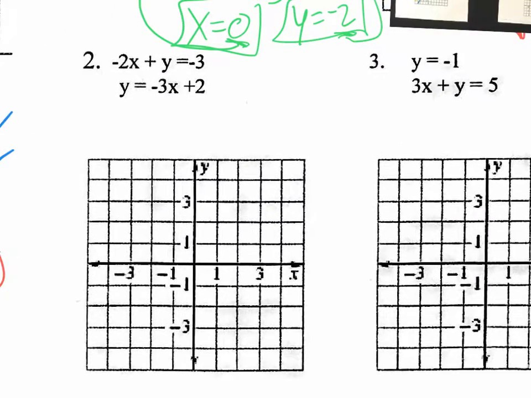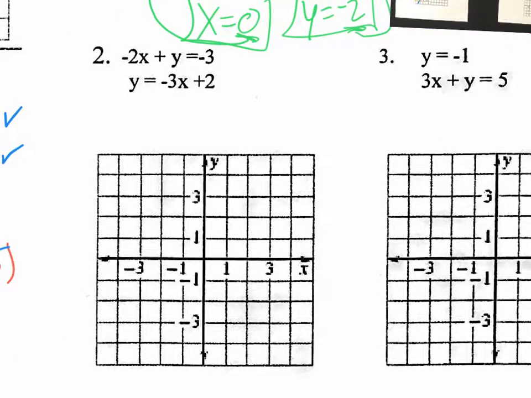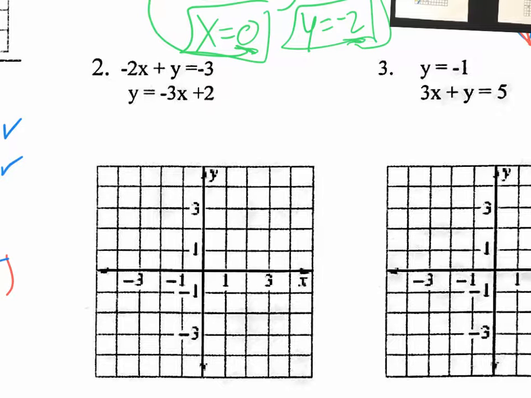Let's check out number 2 down here. So the top equation is not ready to graph. So what I want to do is I want to change it up. In red, I'm going to modify it. What would I do to get it ready to graph? I need y equals mx plus b. Daniela, help me out. What do I do? How do I do that?